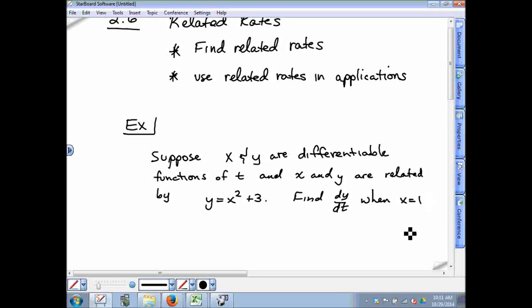when x equals 1, given that dx/dt equals 2 when x equals 1. Oh, I said dx/dt, didn't I? Yep, but I didn't write it. It's dx/dt.